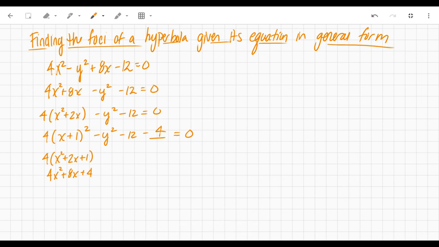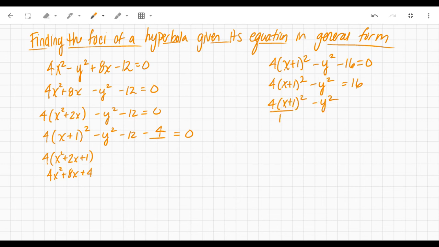Okay, so I'm actually going to move to the right here. So then we'd have 4 times x plus 1 squared minus y squared minus 16 equals 0. So 4 times x plus 1 squared minus y squared equals 16. Divide everything by 16 and reduce.